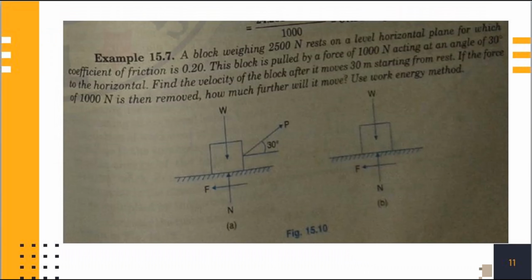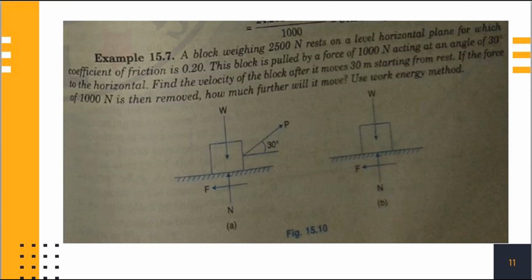second. Now next problem: a block weighing 2500 Newton rests on a level horizontal plane for which the coefficient of friction is 0.20. This block is pulled up by a force of 1000 Newton acting at an angle of 30 degree to the horizontal. Find the velocity of the block after it moves 30 meters starting from rest. If the force of 1000 Newton is then removed, how much further will it move? Use work energy method.